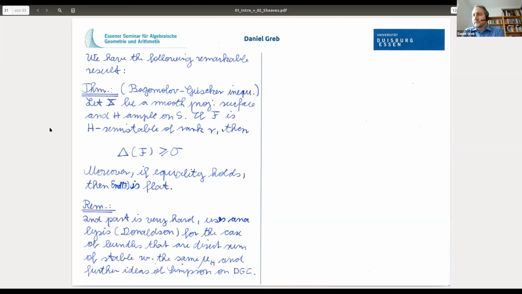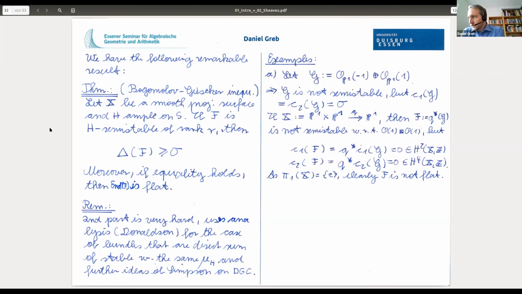The second part is somehow very hard. It uses analysis for the case that the bundle in question is a direct sum of stable bundles with the same slope, so polystable. And then, in order to go from polystable to semi-stable, you use ideas of Simpson on differential graded categories. Yeah? And so I want to finish this lecture with 2 examples, namely showing that without semi-stability, these 2 conditions, or this condition on the discriminant, is not enough to guarantee flatness.